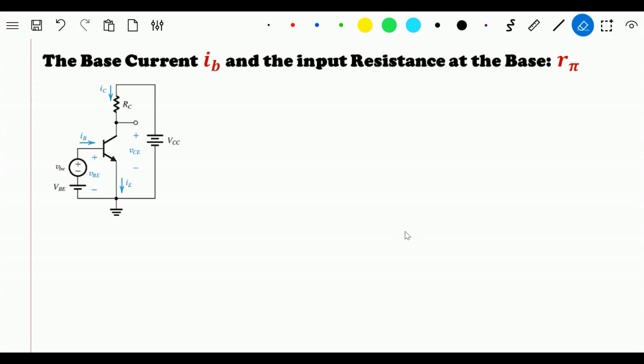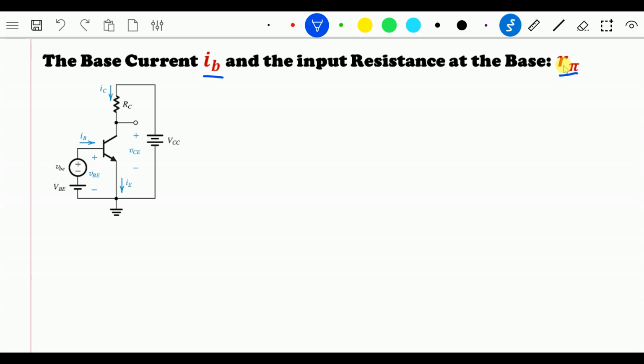Now what we will do is try to derive the equation for the base current IB and the base resistance or the input resistance at the base, which is normally called R pi. This R pi is the resistance which is very important when we come across the pi model of the BJT transistor. Similarly, we will also try to see the current small IE, which is the emitter current.